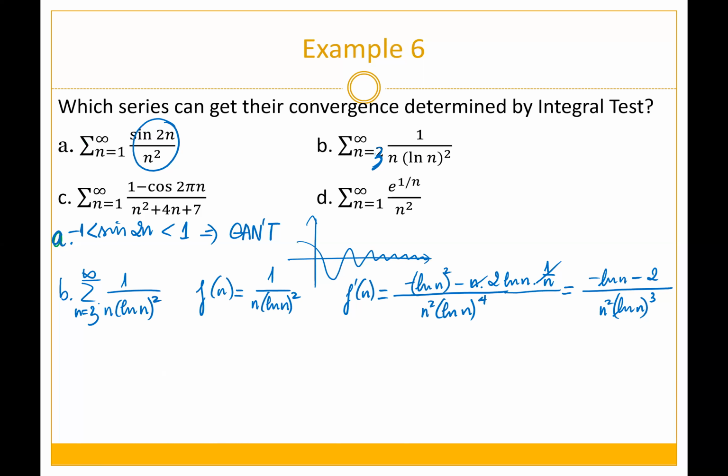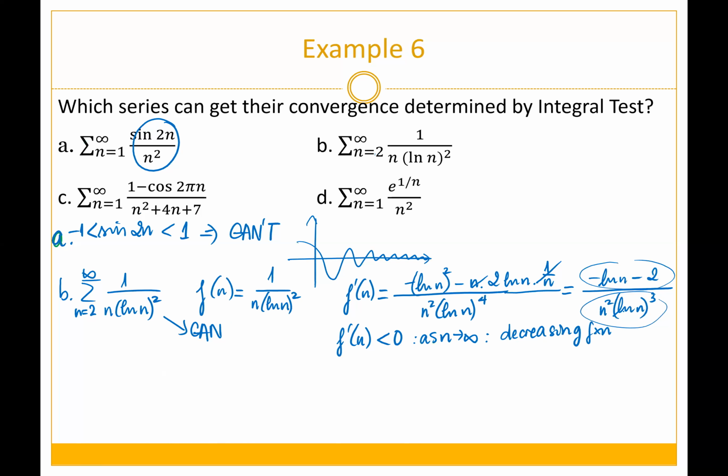So if you have n equal to 2, you're going to see that it's negative. Well, I mean, it doesn't really matter. When n equal to 2, this one is negative and this one is also negative. But you don't need to care about that first term. Essentially, when n is approaching infinity, this one is negative and this one is positive. So f prime of n is going to be smaller than 0 as n goes to infinity. Then this one is a decreasing function. So the answer is that you can use the integral test for this.